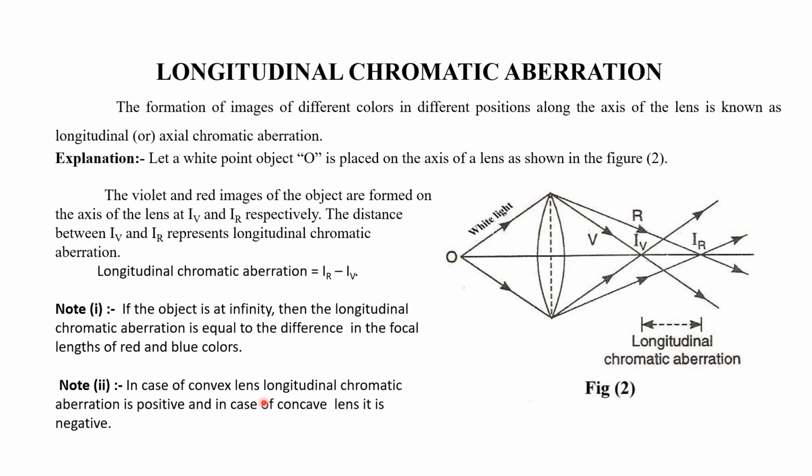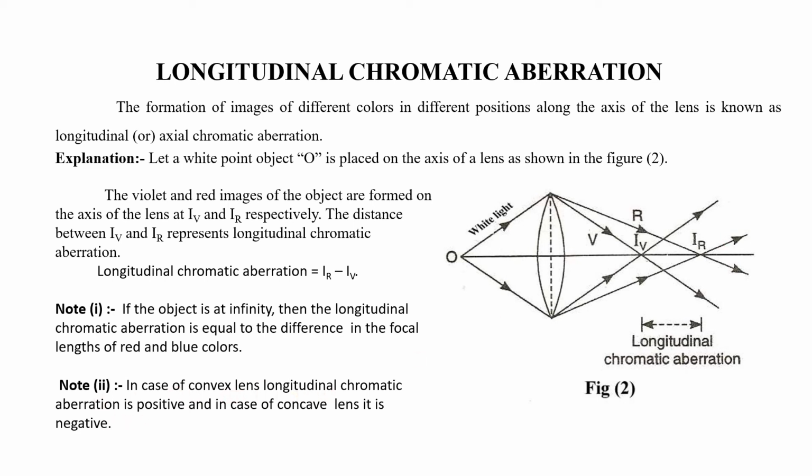In case of a convex lens, the longitudinal chromatic aberration is positive, and in case of a concave lens, it is negative, because a convex lens forms both real and virtual images, whereas a concave lens forms only virtual images. Virtual means imaginary. Hence, in case of a concave lens, the longitudinal chromatic aberration is negative, and in case of a convex lens, it is positive.